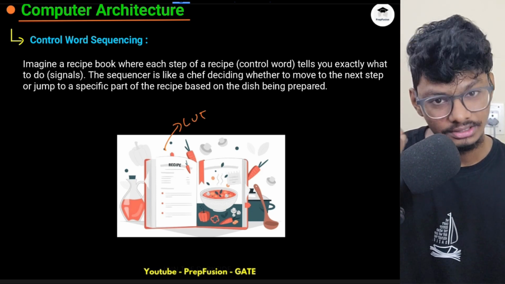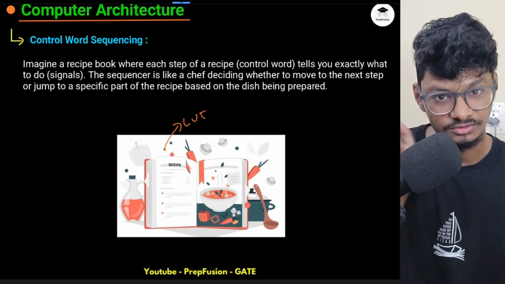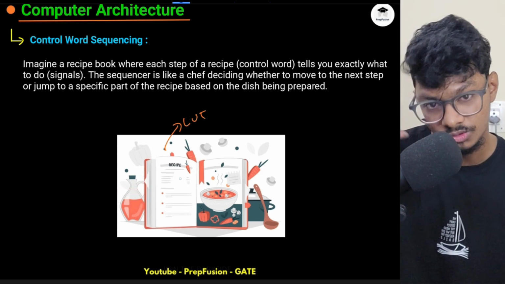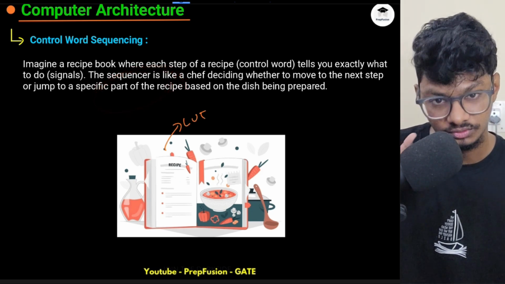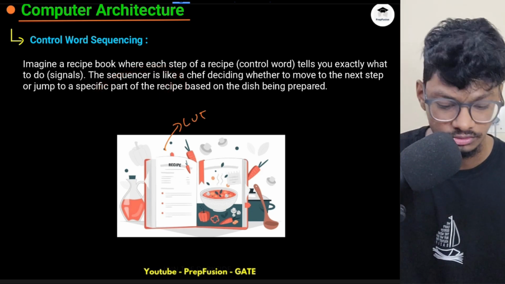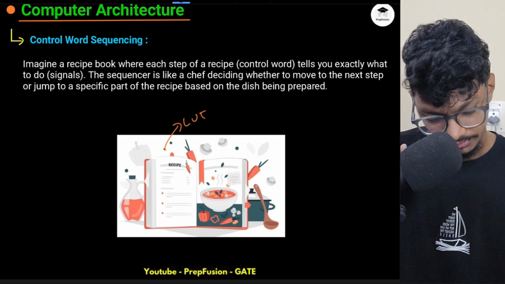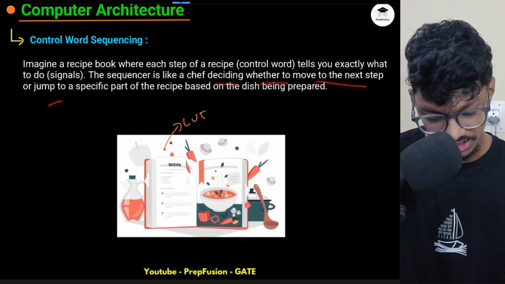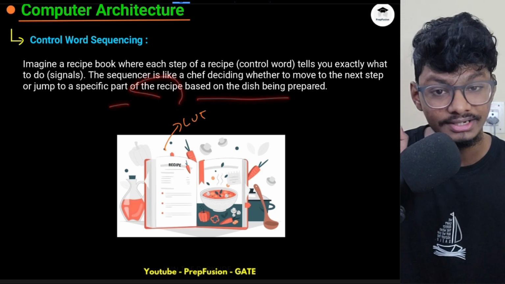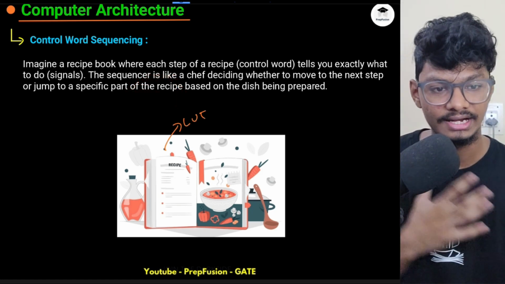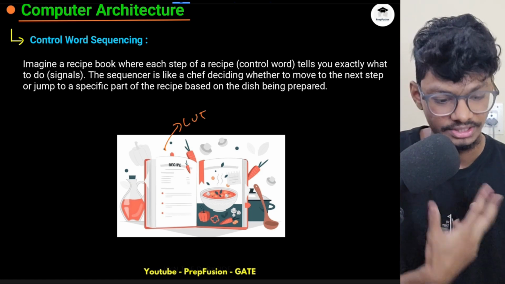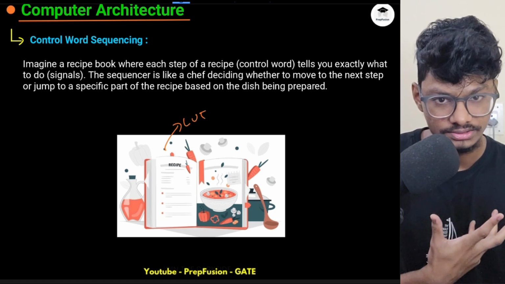So obviously you need someone. The chef is that person who tells you what sequence you need to follow. The chef will tell you whether you need to put the soya sauce or you don't need to put the soya sauce, okay? It decides whether to move to the next step or jump to a specific part of the recipe based on the dish being prepared. He has experience. He has made his own dish, right? So it depends on his own taste.